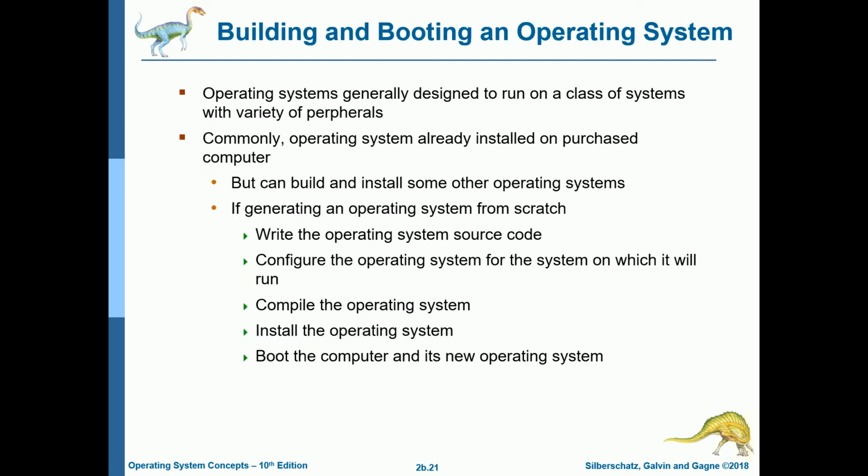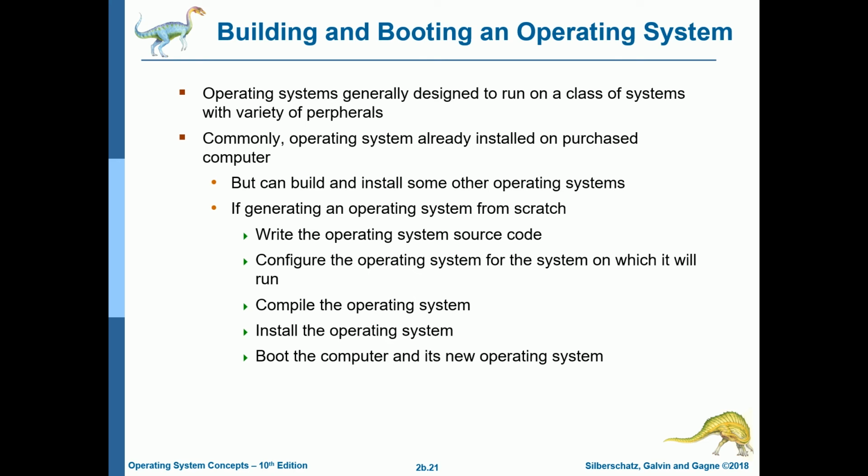Going further into implementation, it is possible to design, code, and implement an operating system specifically for one specific machine configuration. But more commonly, operating systems are designed to run on any class of machines with a variety of configurations.